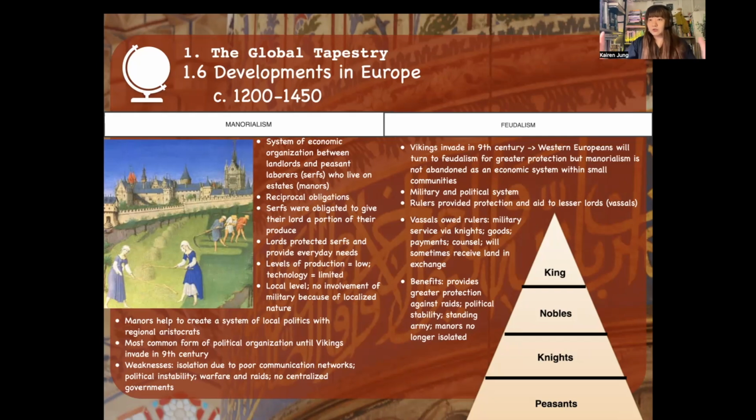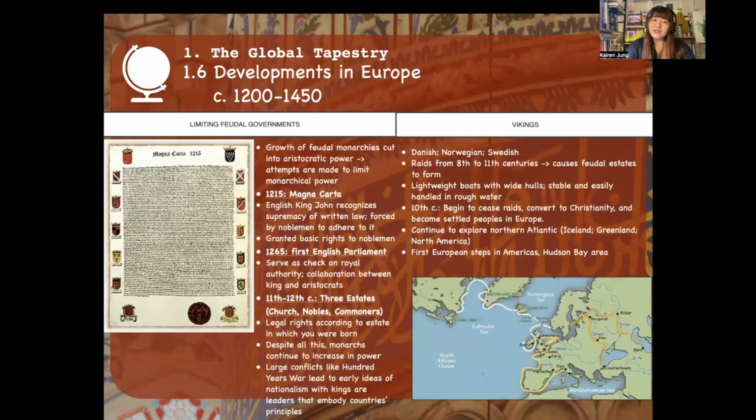But if you're able to come together cohesively into units of military and fight against the Vikings, you have a better chance of survival, and that's what's happening here. Now let's look at how feudal governments were eventually limited. The growth of feudal monarchies cut into the aristocratic power of the central powers that were being created at this time, and attempts were steadily made to limit monarchical power.